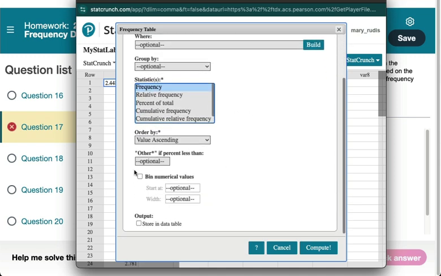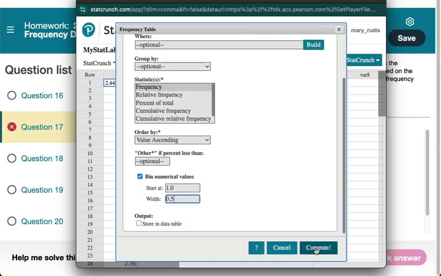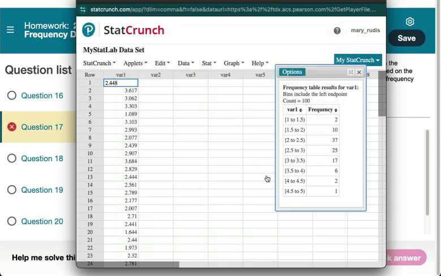but we're not. We do want to bin the numbers, and we do want to start our first bin at 1.0, and our bin width is 0.5. So that's what's stated in the problem. The problem states to start at 1.0 and have a bin width of 0.5. And I've got everything else selected, so let's just hit compute.